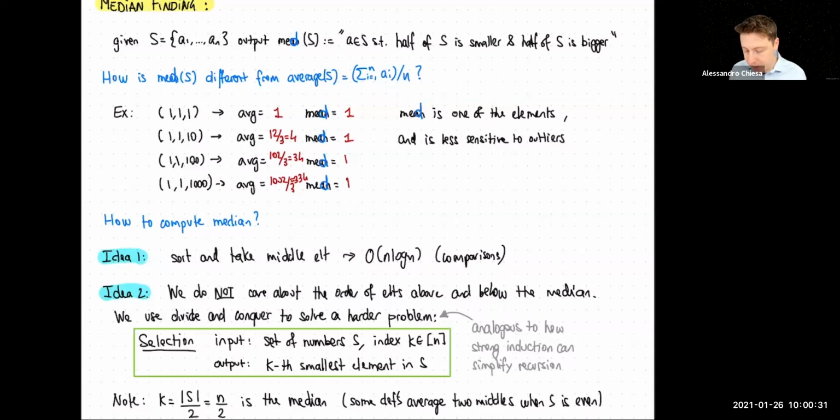Okay, so that is what we're going to do. We're going to now try to design a divide and conquer algorithm for the selection problem. That's our goal for now, and I hope it's clear that as a special case, when you set k to be n over 2, you will recover an algorithm for the median.